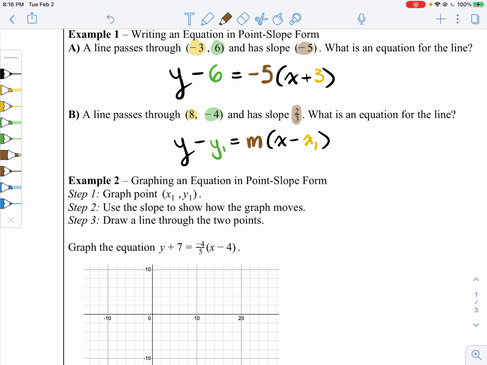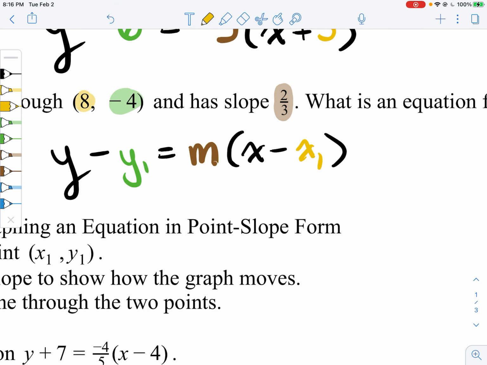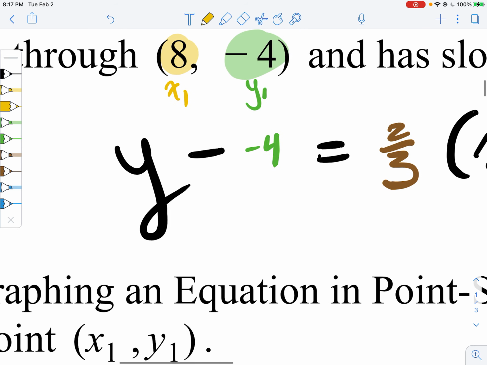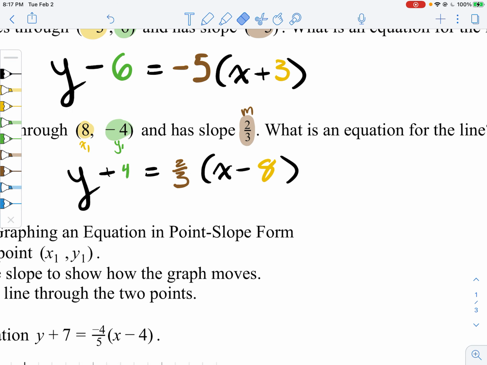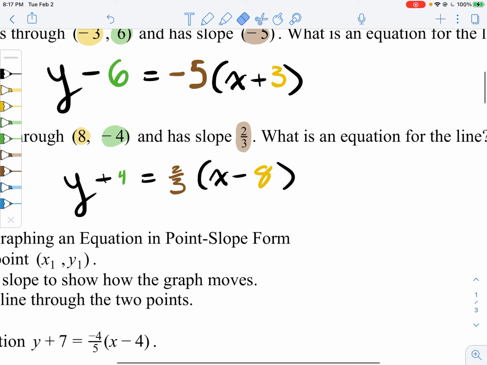So what should the equation of your line be? Well, we're going to take 8 as our x1, -4 as our y1, and our slope is 2/3. And let's plug those in. y minus y1 equals m times x minus x1. And again, we only have one thing to fix. Minus a -4 is the same thing as adding 4. So we just have y plus 4 equals 2/3 times x minus 8. That's it.